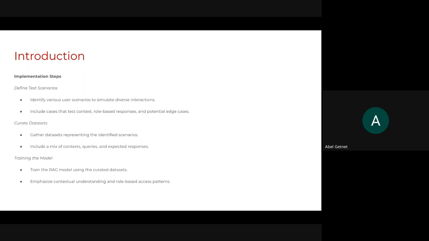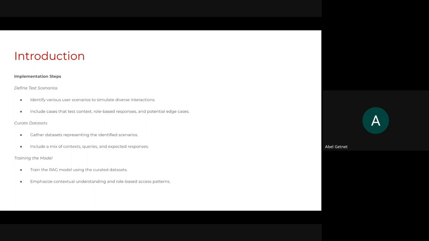There are some implementation steps when conducting a RAG test. First, we have to define test case scenarios, which explains the significance of diverse user scenarios and simulates a range of interactions to fully test the chatbot. It also emphasizes scenarios by generating test data based on context and role-based responses and potential user edge cases. The next step is curating the test dataset, which stresses the importance of gathering relevant datasets and mixed contexts in user queries and expected responses for comprehensive testing. It also ensures the dataset is aligned with the identified scenarios that we instruct the LLM to do.